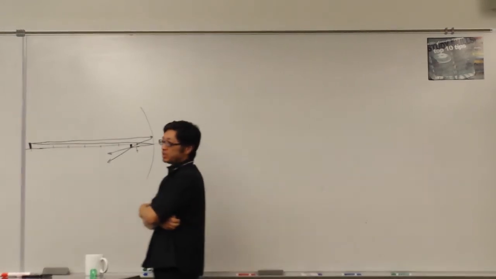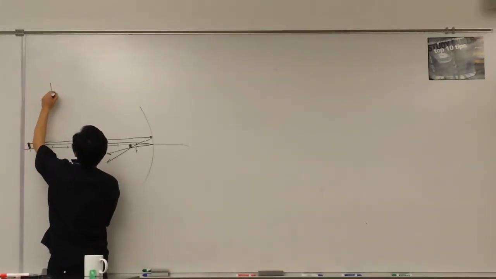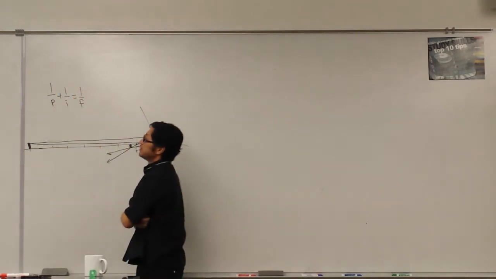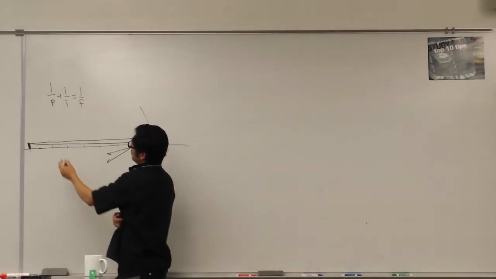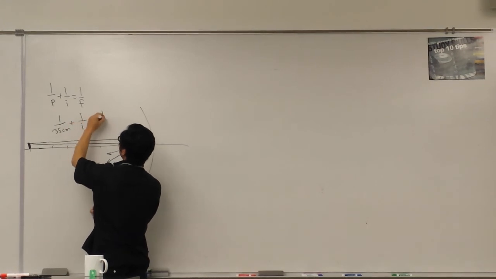So then you put it into this equation, right? 1 over P plus 1 over I equals 1 over F. Great. 1 over 35 centimeters plus 1 over I equals 1 over 5 centimeters.